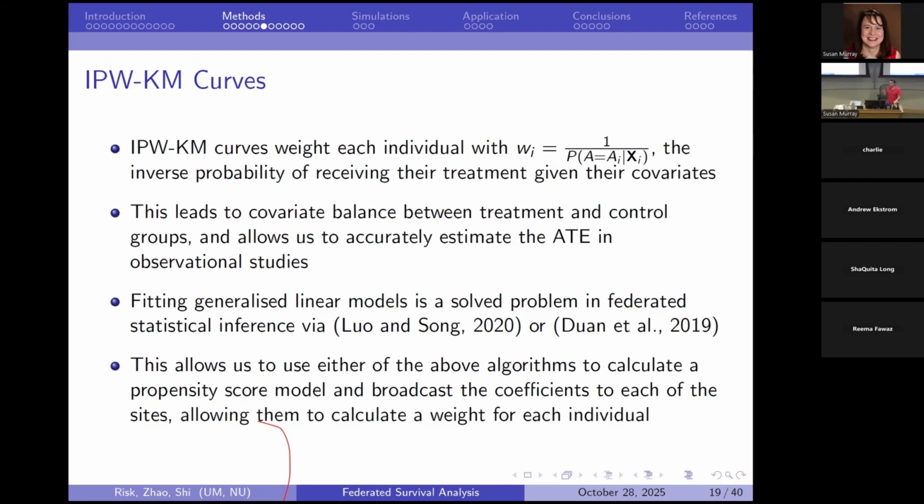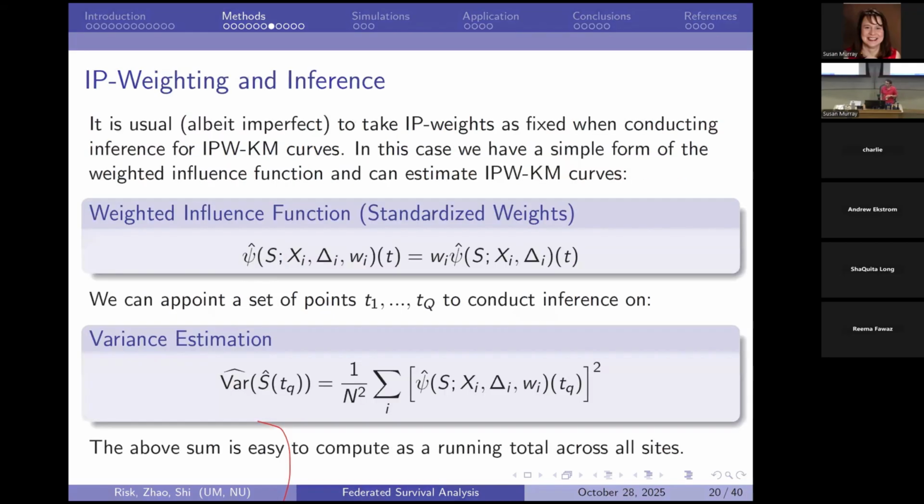And the way that we accomplish this in this setting is we basically just piggyback off of other people's work. So fitting generalized linear models is already a solved problem in federated statistical inference. You can pick your choice of any number of algorithms. And what we're going to do is fit an initial pass where we fit a propensity score model. We're going to share those coefficients with each site. Each site is going to be able to use that to associate a weight with each individual. And that's going to mean that we're going to be able to fit inverse propensity weighted Kaplan-Meier curves. And the way that we do this is actually really easy.